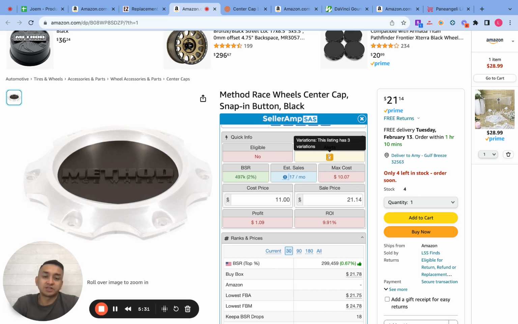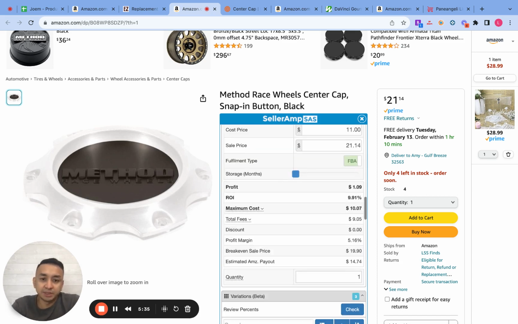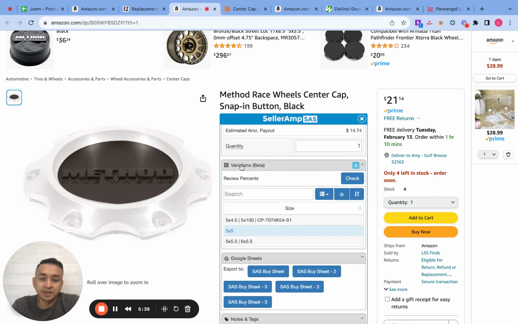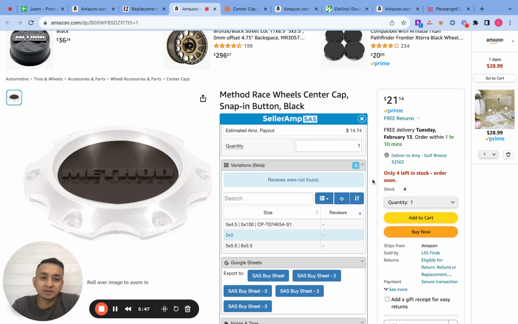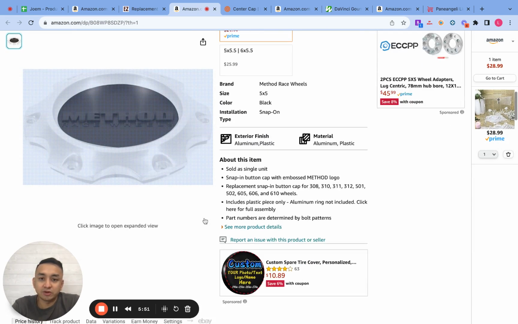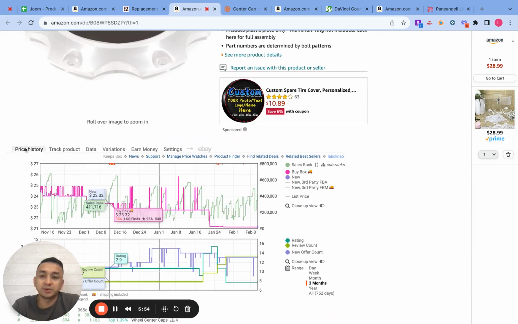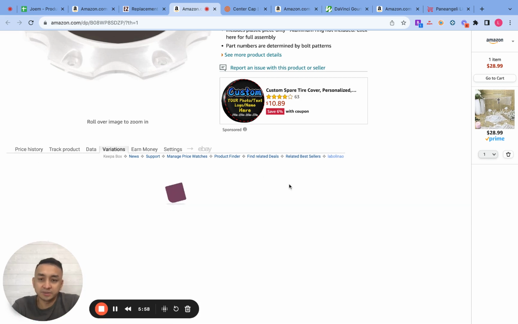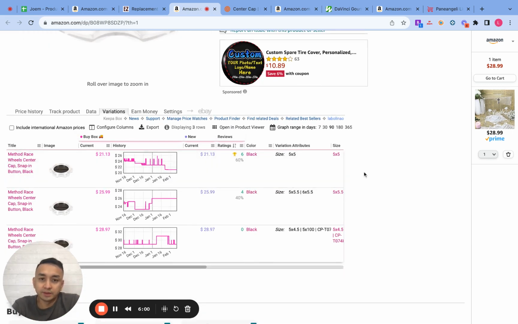And it's also a variation. So again, I would go down the variations tab here in Seller Amp. Pick the exact variation. It usually auto selects right here, 5x5, and then check. And it's not working again. So this one's not working. So again, I would go use Keepa. So I'll go to Keepa and then click on variations. And then from here, I would pick the exact variation.